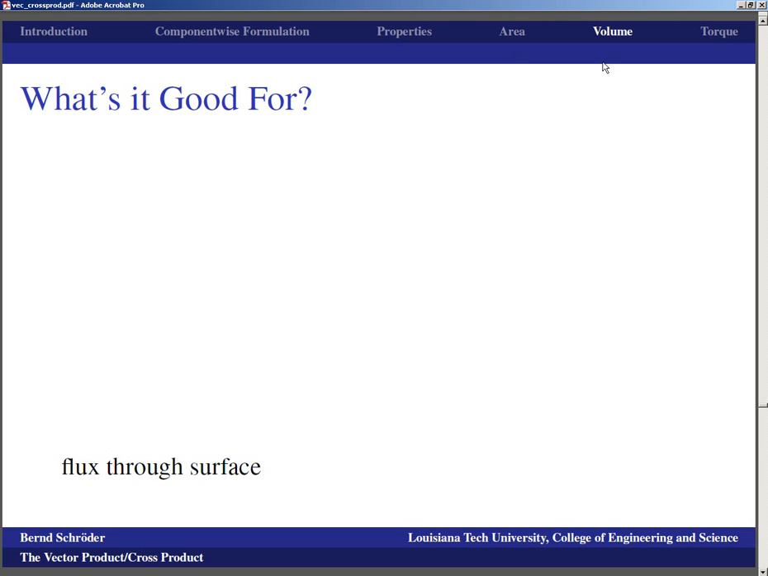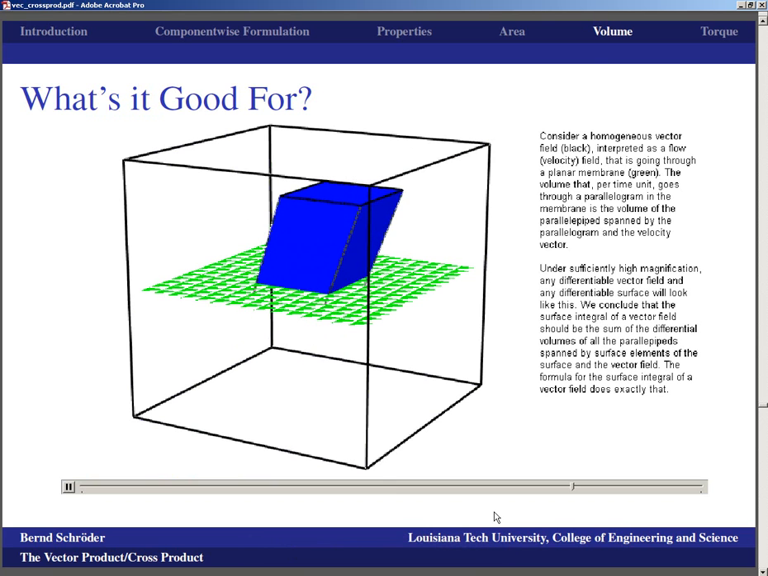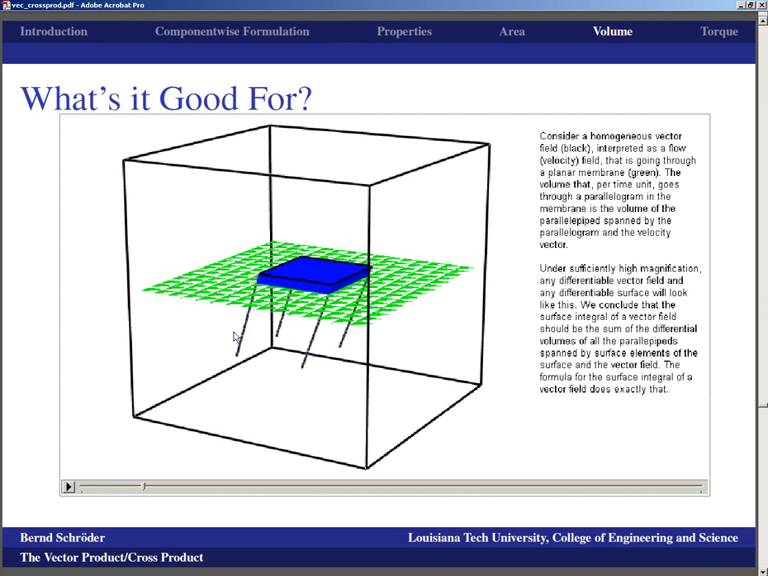the volume formula for the parallelepiped will ultimately lead to a formula for the flux through a surface. So this is something that we're going to see later on in the course. If we have a vector field, say a velocity field, that transports fluid, then we can look at a test surface, such as a flat plane, and we could look at these vectors here, which would be the velocity of the fluid, and we could look at how much fluid these vectors transport through this membrane in unit time.